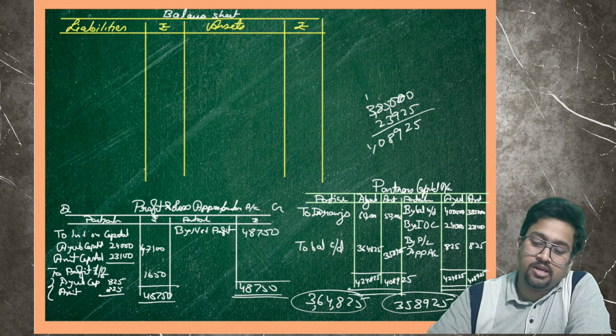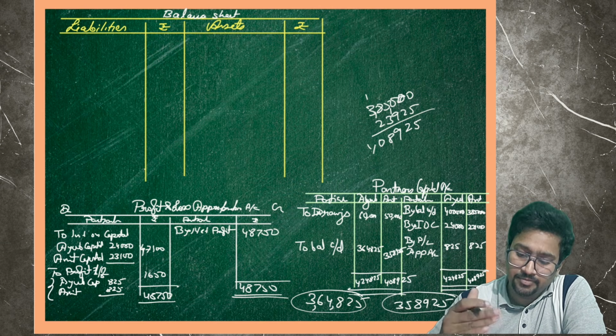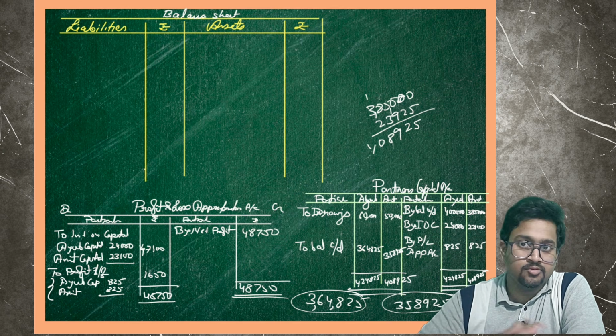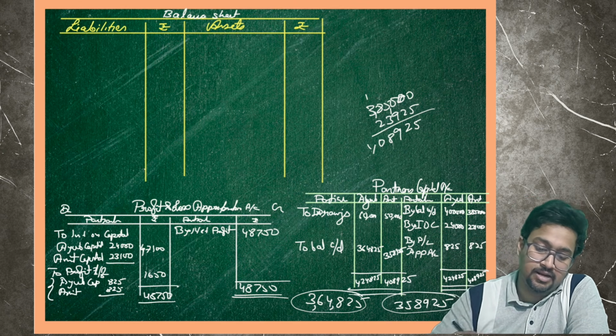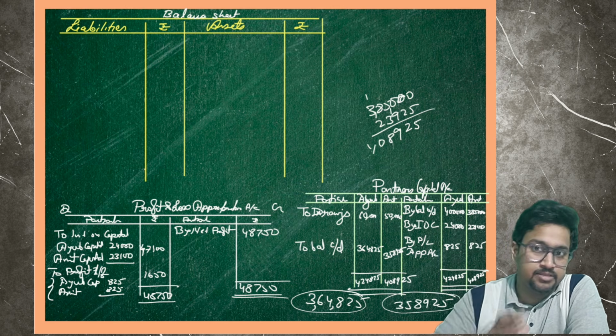Okay. Now finally we have prepared the PL appropriation account. After the PL account, we have prepared the PL appropriation account and the partner's capital account as well. Now whatever is left is only and only the balance sheet. Let's do that. In the balance sheet, everything is the same, the format is the same. We just have to place the figures again.